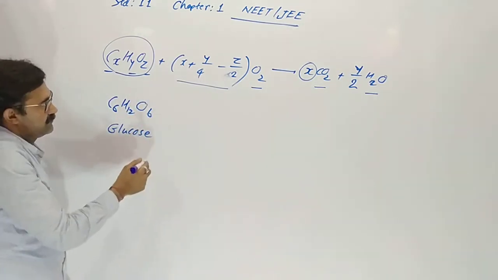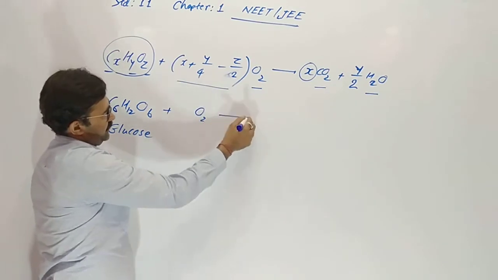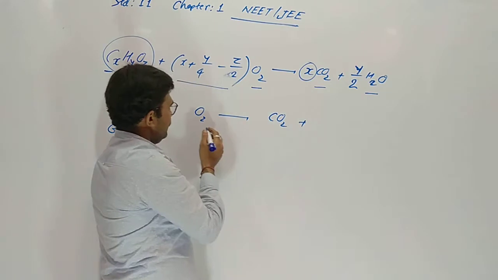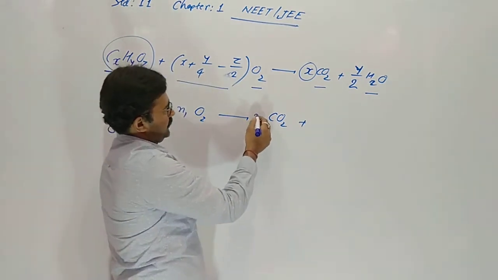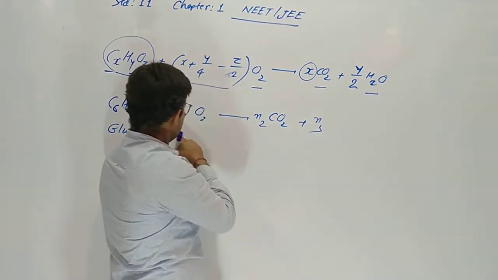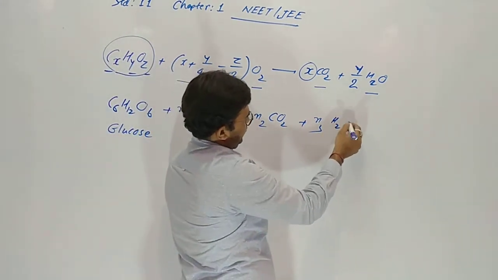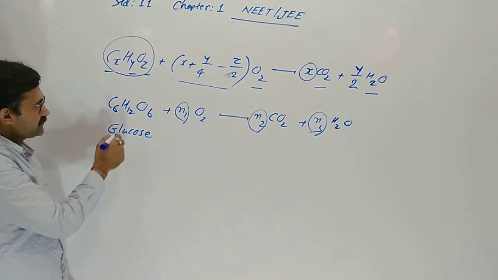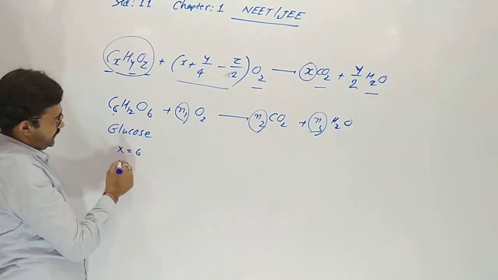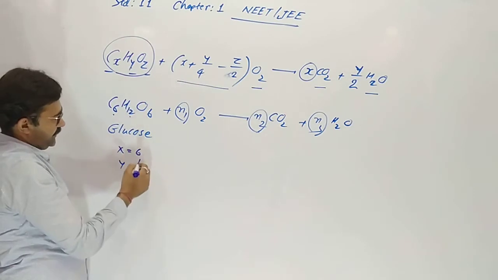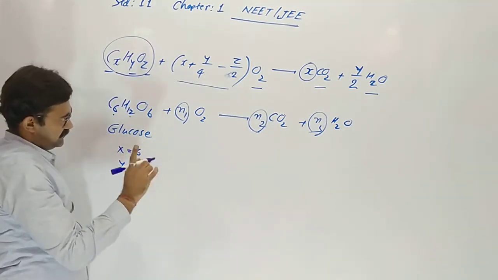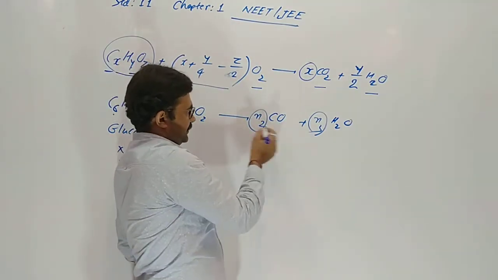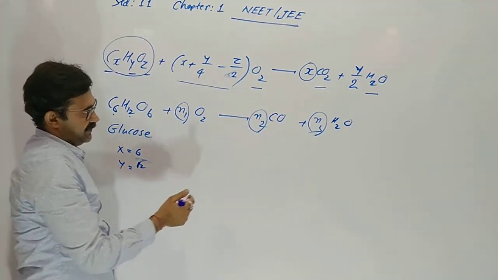Glucose is reacting with oxygen, burning, gives CO2 and water. N1 mole O2, N2 mole CO2 and N3 mole water occur. So N1, N2 and N3 will be: here x is 6, y equal to 12. Remember, if carbon monoxide is produced, then this trick is not applicable.